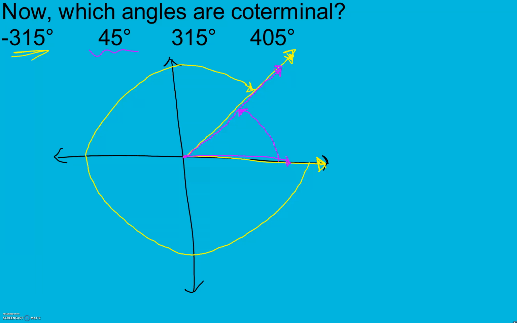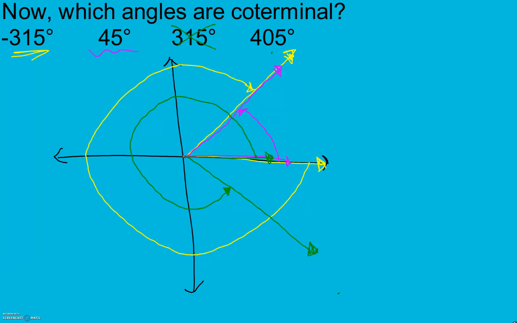315. 90, 180, 270, and now I need to go 45 more. This one is not coterminal because it was positive. If it was negative, like the negative 315, it would have been. But it ended up in the fourth quadrant instead of the first quadrant.